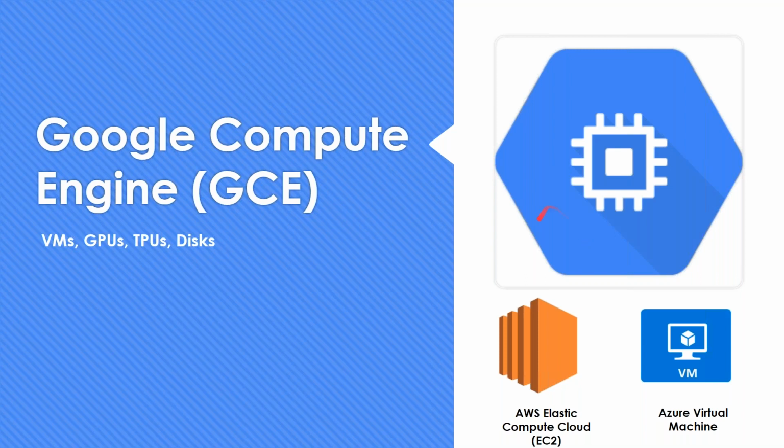They use that. So the equivalent of GCE in AWS is called Elastic Compute Cloud. AWS EC2 is what we usually call it in short. In Azure, it is called Azure Virtual Machine.